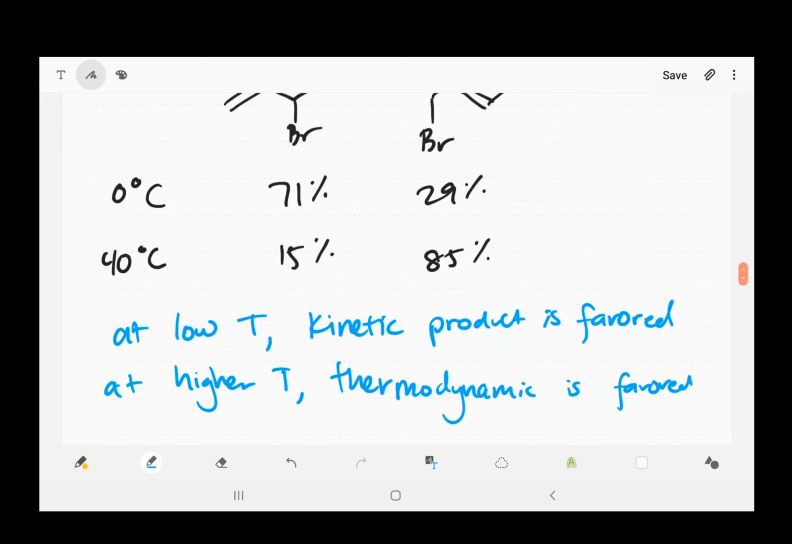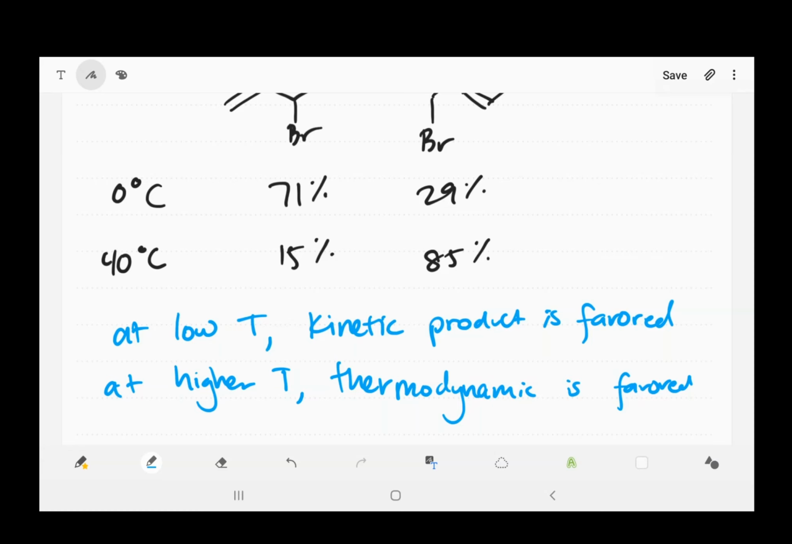Easy way to remember this trend, by the way: thermodynamic has the prefix thermo in it, right? Thermo meaning thermal, temperature, that sort of thing. That's one way to remember this. At higher temperature, you have more thermal energy. The thermodynamic product is more likely to happen at higher temperatures.